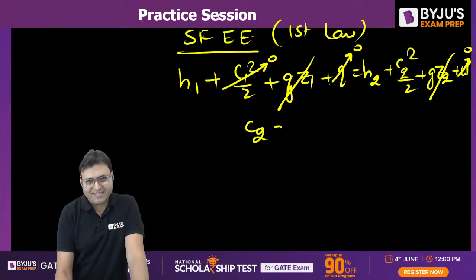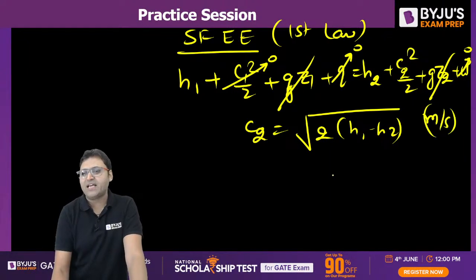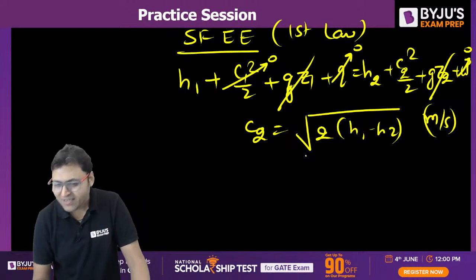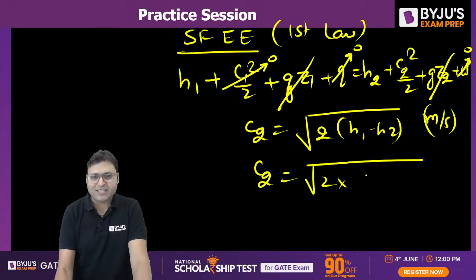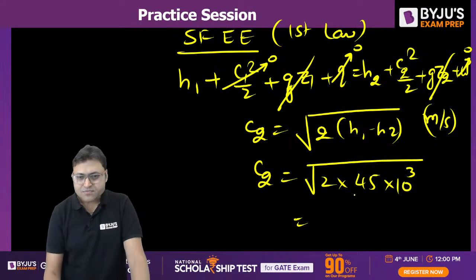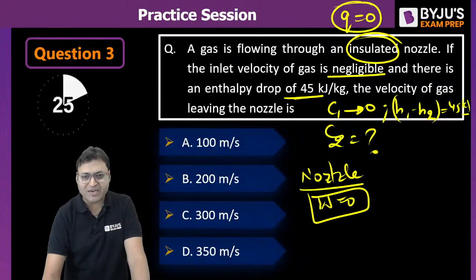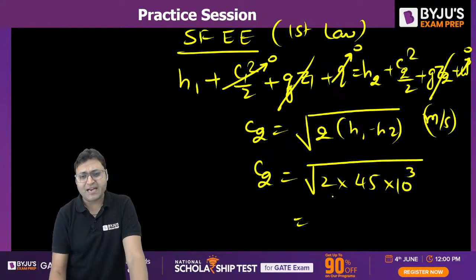So we can say C2 is equal to under root of 2 (H1 minus H2). If you put all the parameters in their SI unit, then you will get the unknown in its SI unit. Yes or no? Well done. C2 is equal to under root of 2 (H1 minus H2), given as 45 into 10 to the power 3. Why am I writing 45 into 10 to the power 3? Because it is in kilojoule. So put all the parameters in their SI unit, you will get the answer.